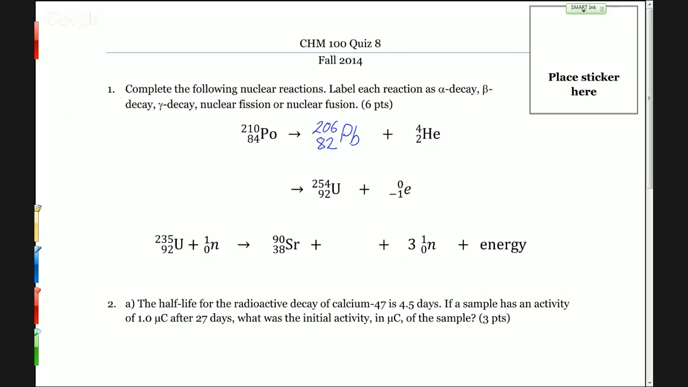Okay. Numbers have to add up on both sides. Same thing here. 92 plus minus 1 is 91. 254 plus 0 is 254. So that is Pa, protactinium.